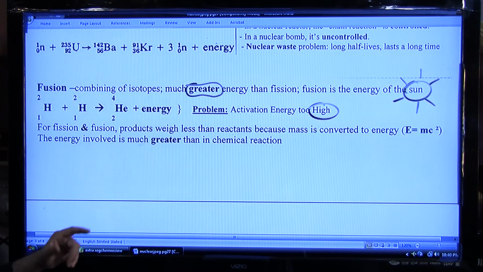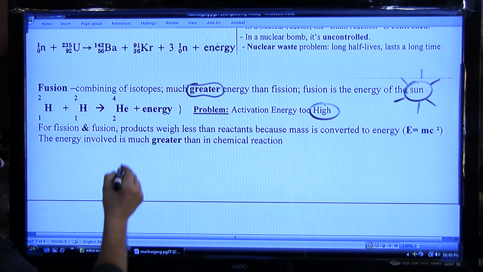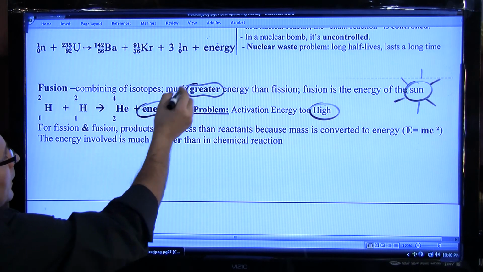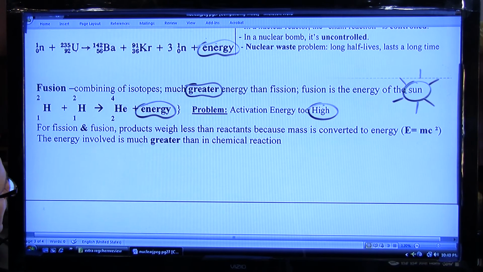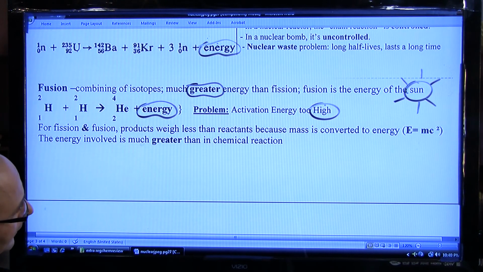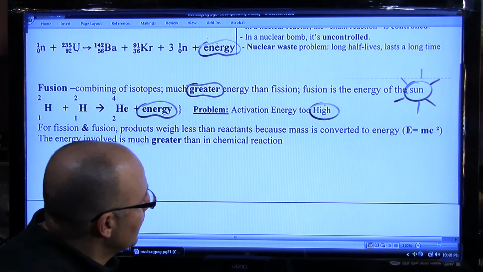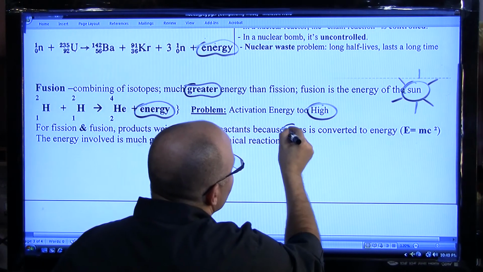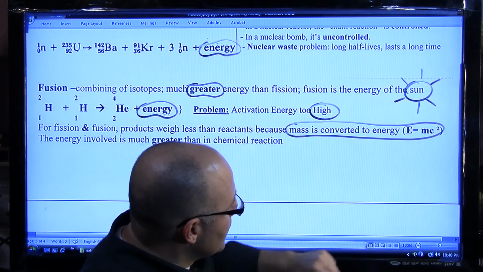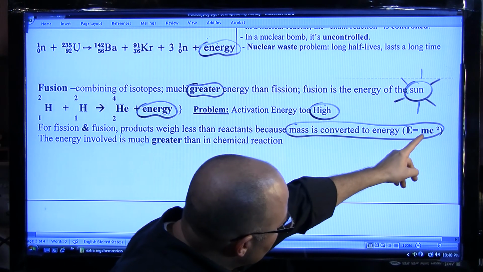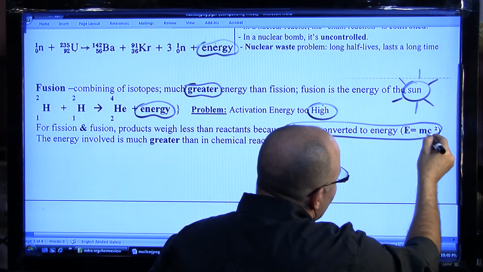In both cases, once again, the reason why there's energy being released in the case of fusion and in the case of fission is because in both cases the products weigh less than the reactants. And that missing mass is converted to energy. That's important to note. Mass is converted to energy in accordance with Einstein's equation. The E is the energy, the M the mass, and the C is actually the speed of light squared.